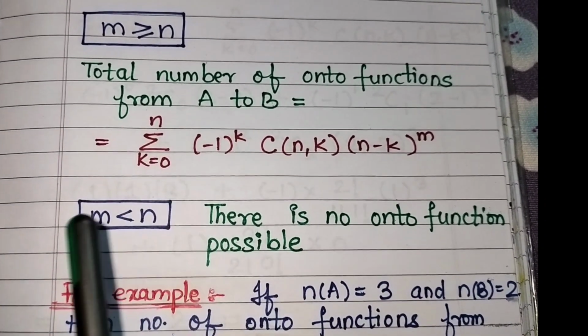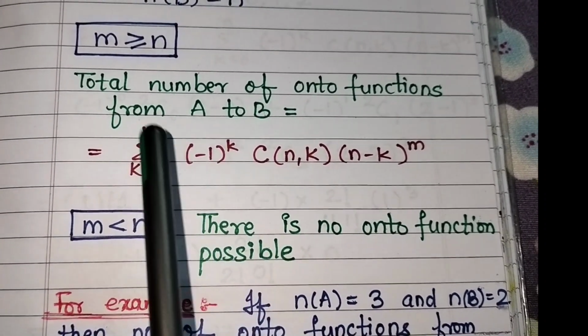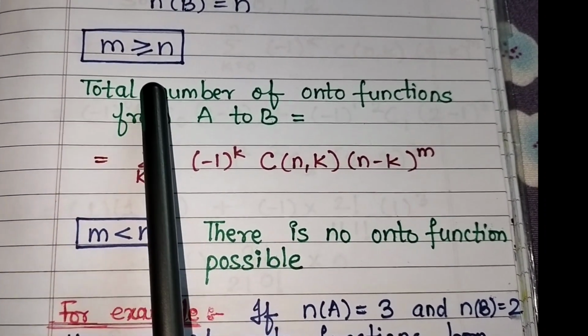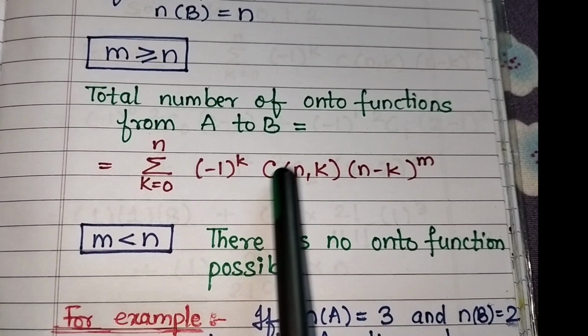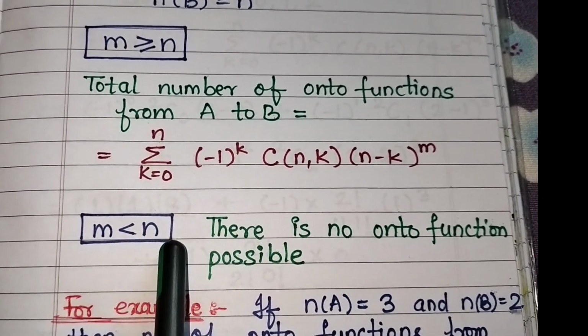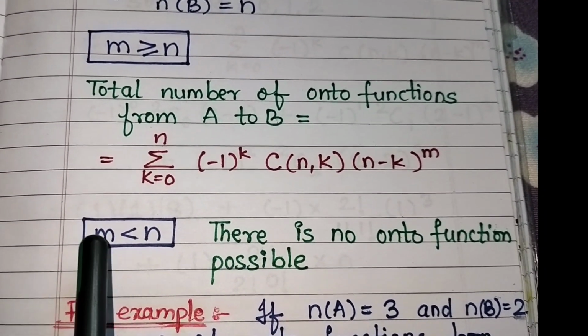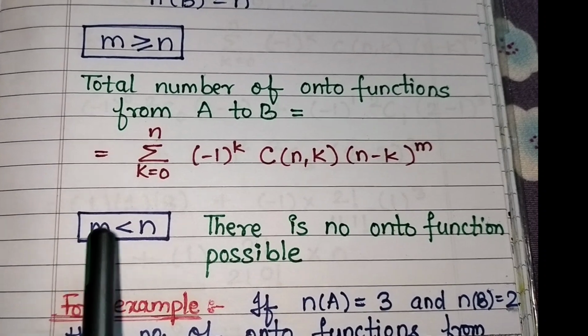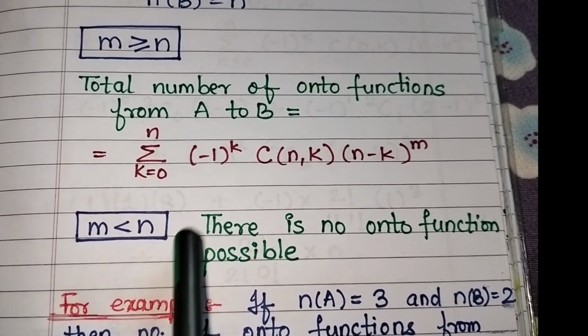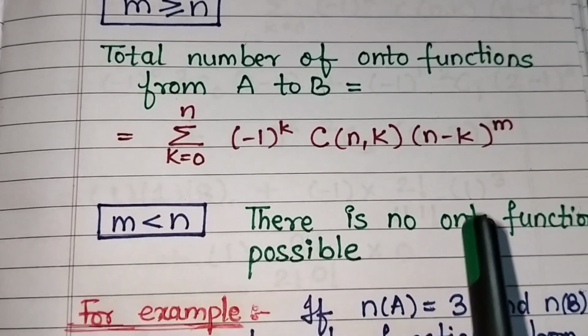So it is just the reverse of that 1 1 function. Okay, in this case you have to take m greater than or equal to n for this formula, and if you have m less than n, that is, if the number of elements in the first set is less than the number of elements in the second set, then there is no onto function possible.